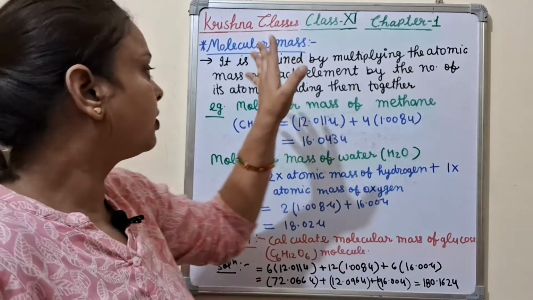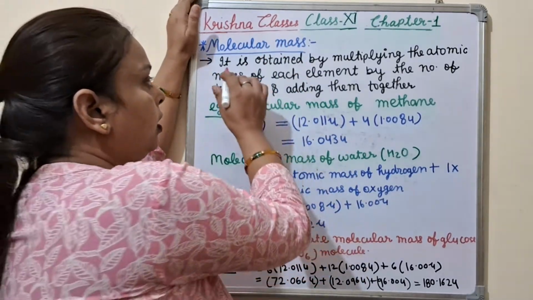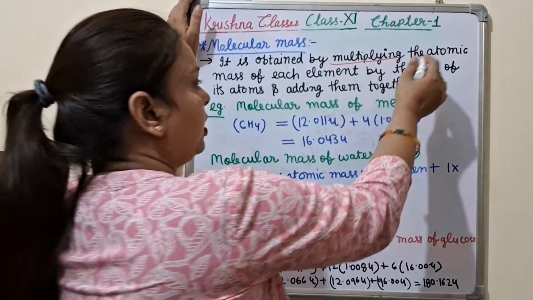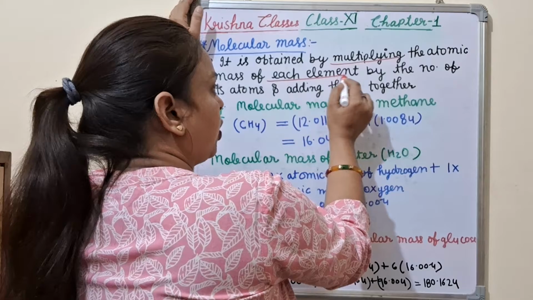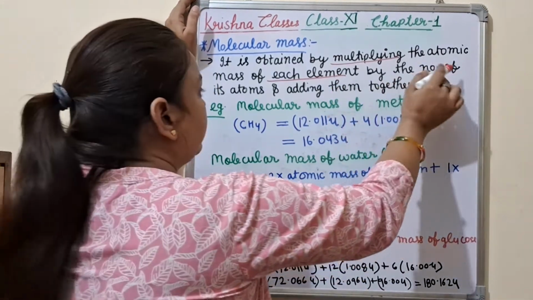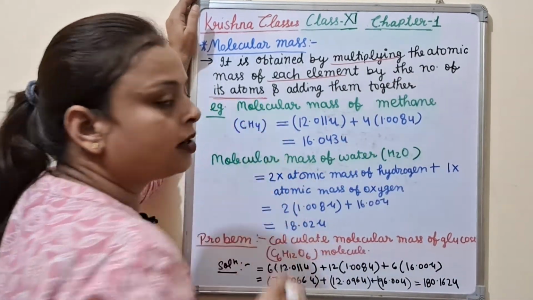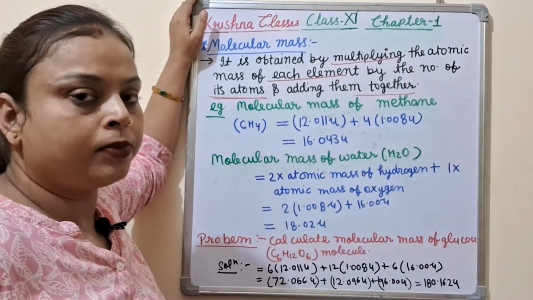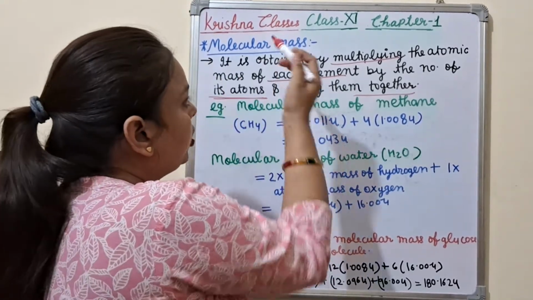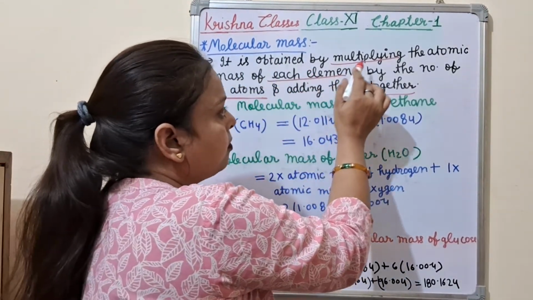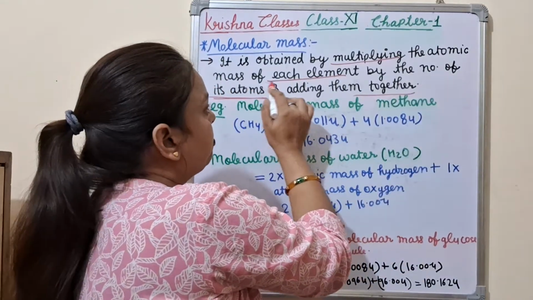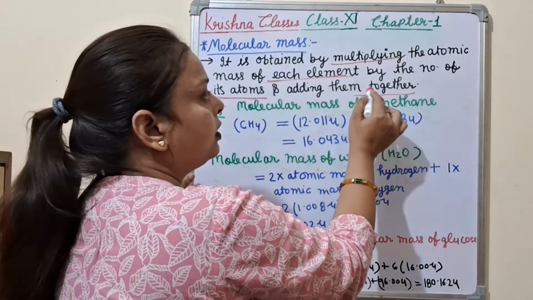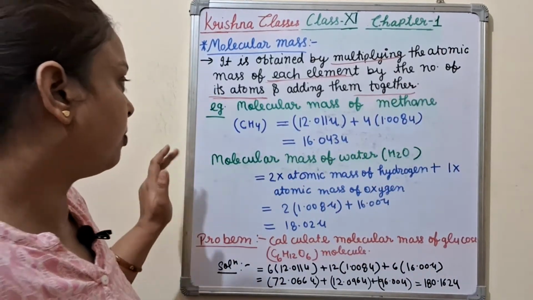What is the molecular mass? It is obtained by multiplying the atomic mass of each element by the number of its atoms and adding them together. Let's see the example.